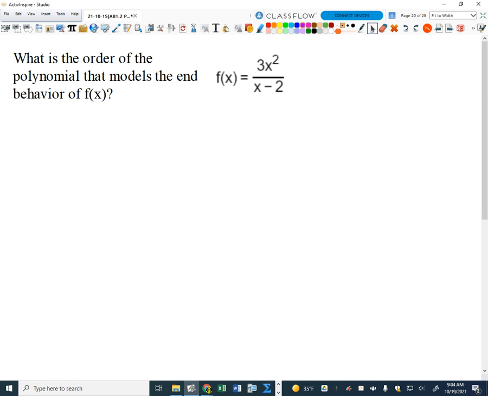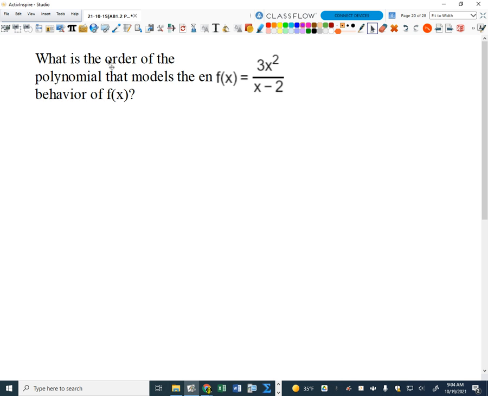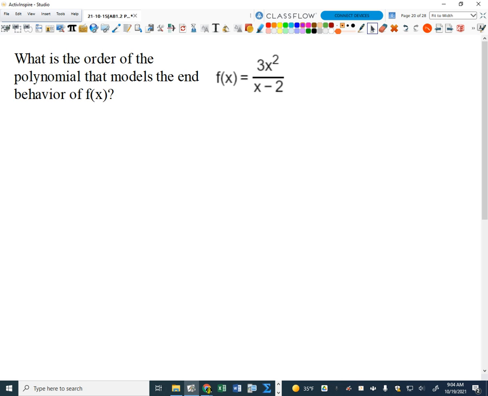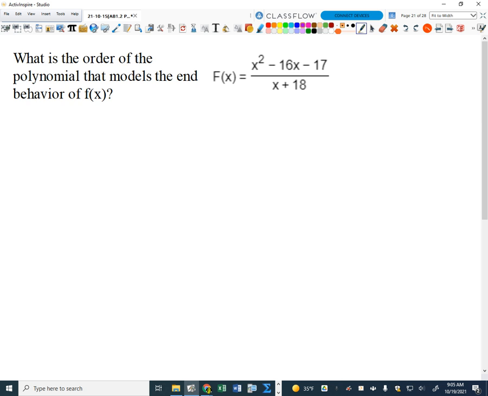Okay, what's the order of the polynomial that models the end behavior here? Or I should say, we'll call it degree. I think we say degree. What's the degree of the first, wouldn't it, right? Yeah, 3x squared over x, so it's going to be linear. So we should expect linear end behavior. Okay, let's take a closer look.